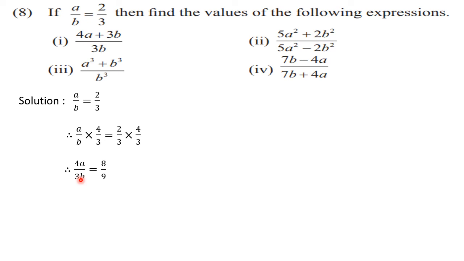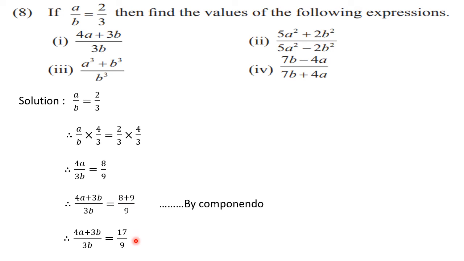So we got the numerator and denominator which was required. Now let's use the property that is componendo. So write down by componendo. Let's do componendo on both the sides. So 4A plus 3B upon 3B is equal to 8 plus 9 upon 9. Whatever operation you are doing on the left hand side, you have to do on the right hand side also. So the answer, 8 plus 9 is 17 upon 9. Now by using the same method, you have to solve here.